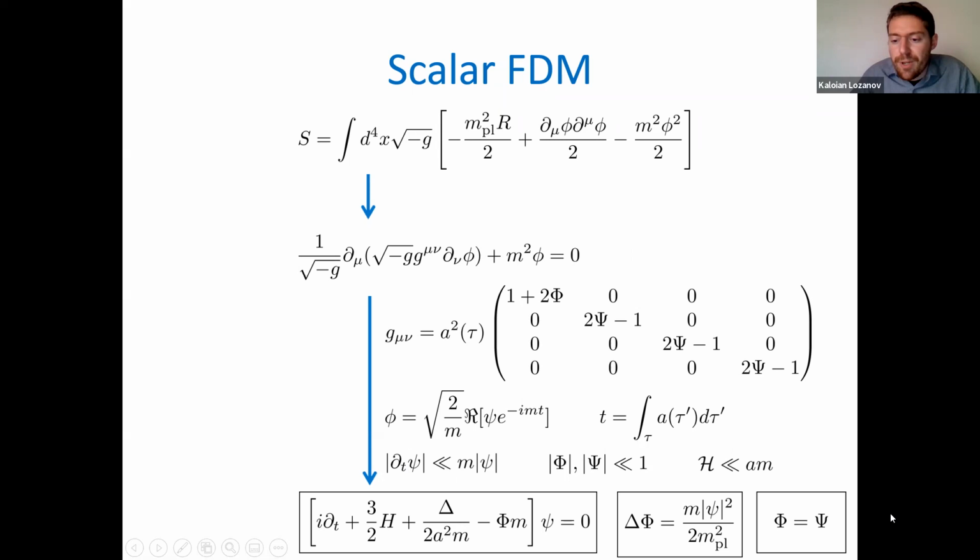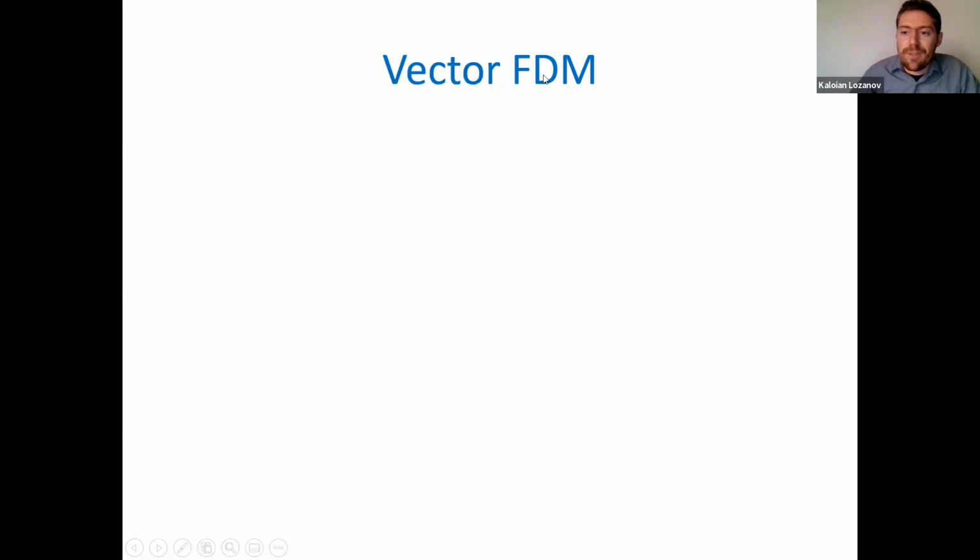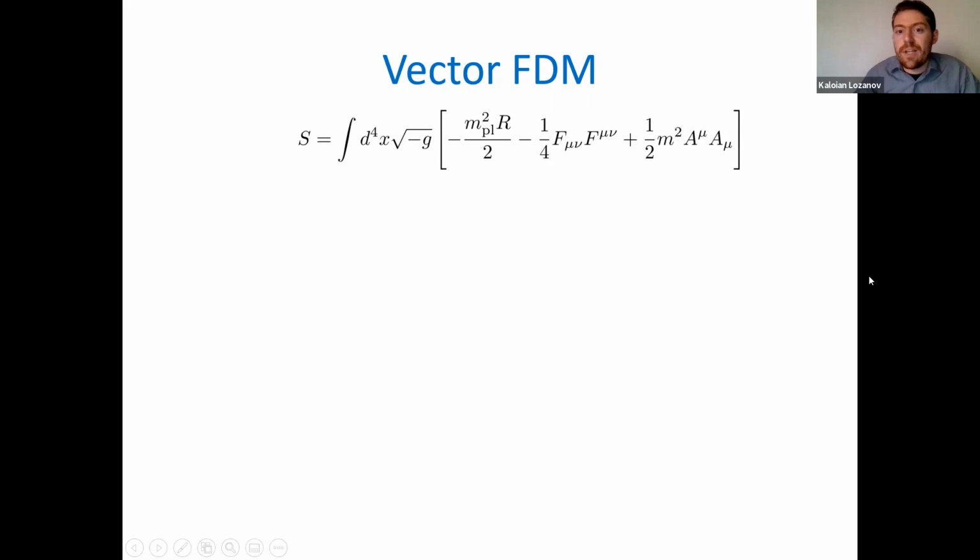Okay, now let's move on to fuzzy vector dark matter. This type of theory has not been studied extensively. And in our work, we assume a massive spin one field, minimally coupled to gravity, to play the role of fuzzy vector dark matter.